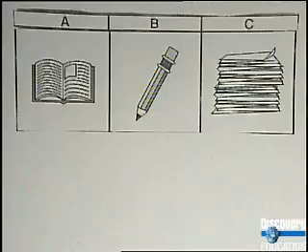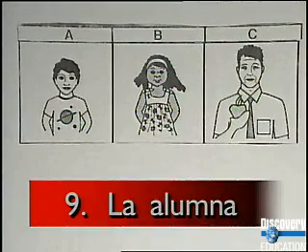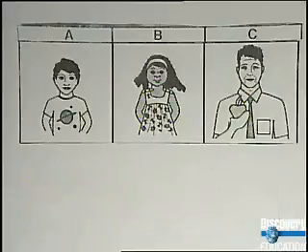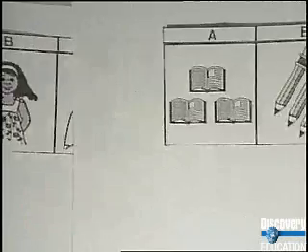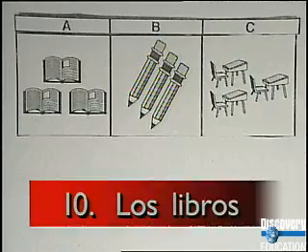Okay, here we go with number 9 now. On number 9, please put an X over the picture that shows la alumna. All right, now we're going to look at number 10, and number 10 means we're more than halfway done already. On number 10, please put an X over the picture that shows los libros.